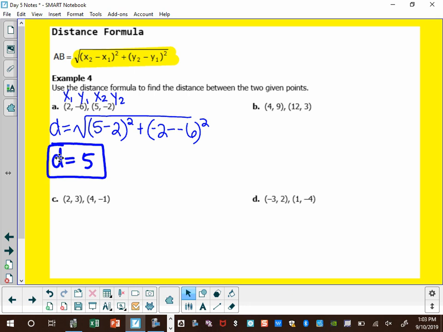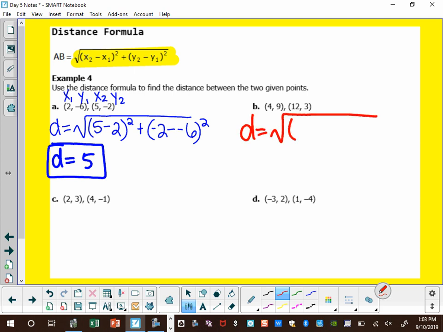All right, let's do letter B. Let's set it up the same way. All right, Sam, what's my x2? No, be careful, x2, what's your second x? Oh, never mind. 4. 4 squared plus, what's my y2? 3 minus 9 squared. All right, let's take that into our calculators.